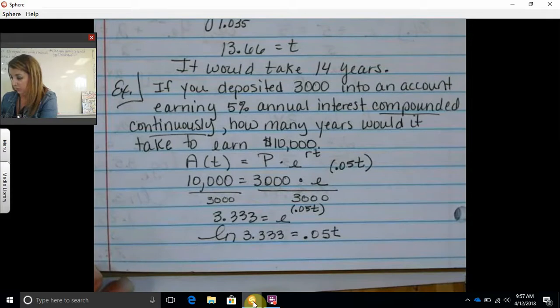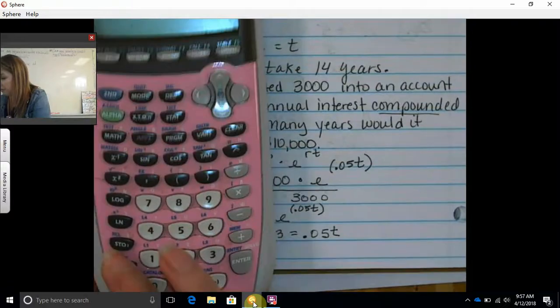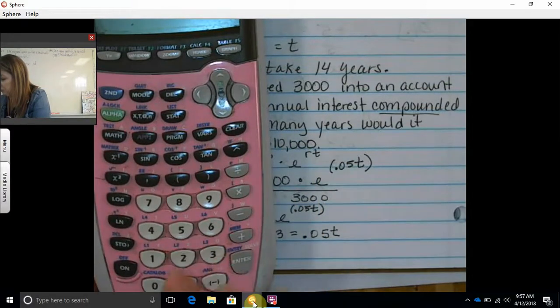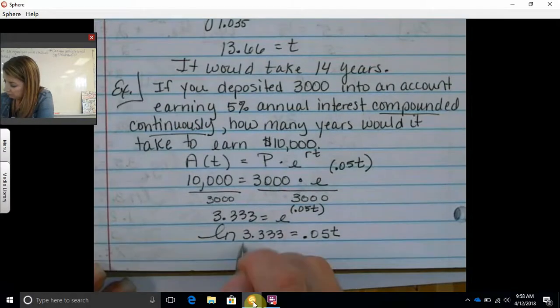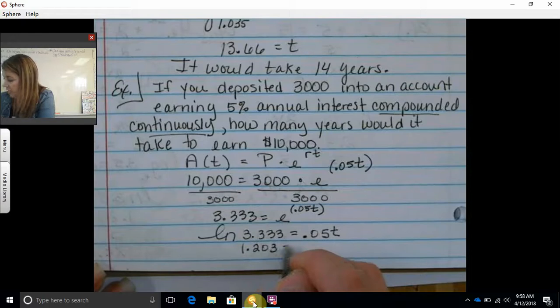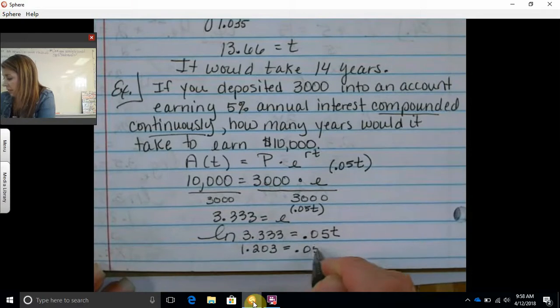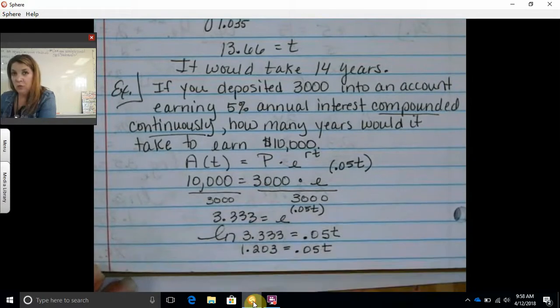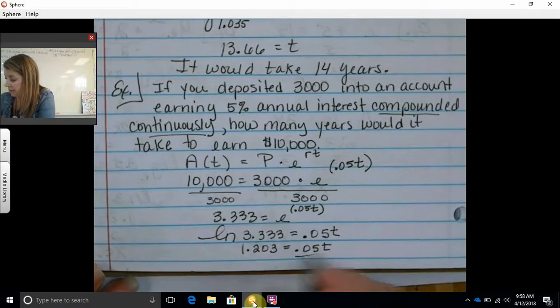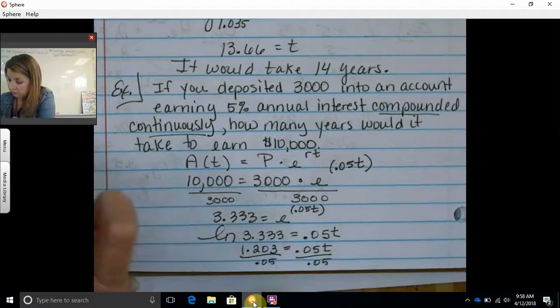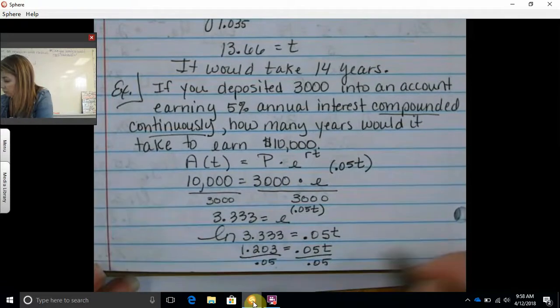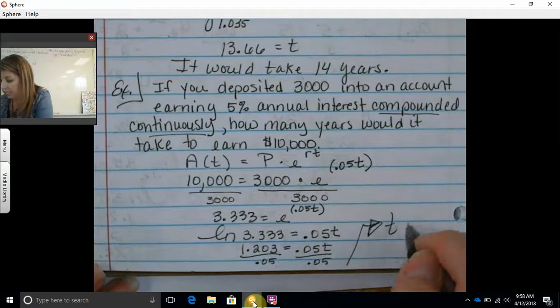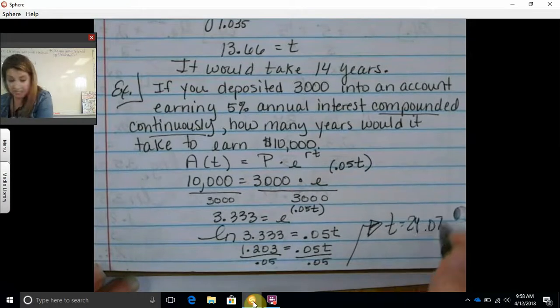What do I do now? Find the natural log of 3.333 in the calculator. Approximately 1.203 equals 0.05t. Of course, we want to know what time is by itself, so we're going to divide by 0.05. And the time that I get is 24.077.